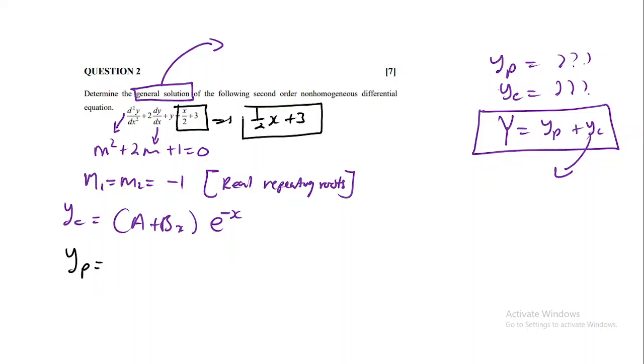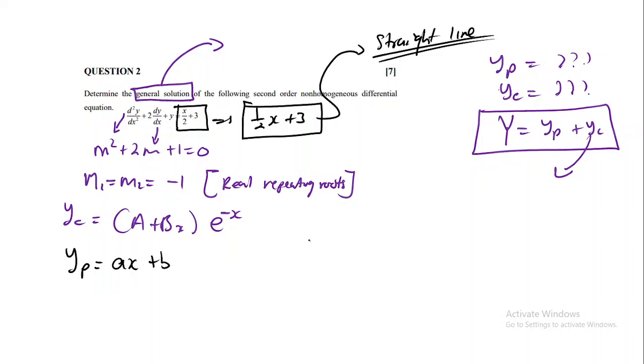What can you say about this type? What type of function is this one? We can see that half x plus 3 represents a straight line. So basically you are having a straight line here. It means when you choose your yp, you're going to choose based on your trial solution, which should be a straight line. So basically we can say yp is equal to ax plus b.